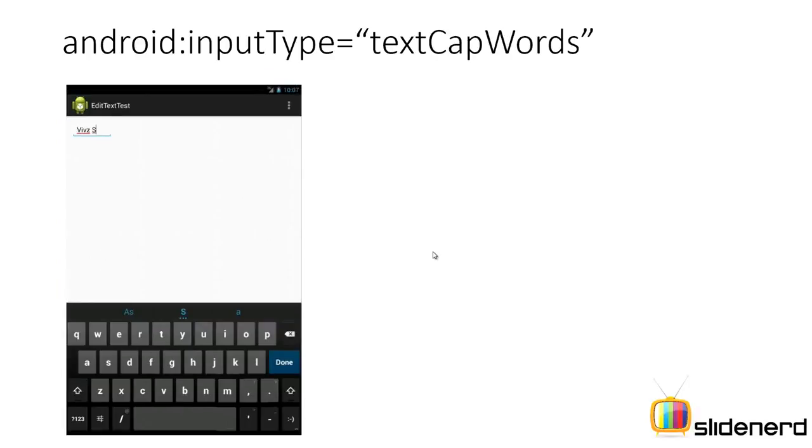Then you have the text cap words. You can use this input type when you're asking the user to enter a person's name. It will automatically capitalize the first letter of every word. As you guys can see over here, my name is capitalized in the first place, and when I go to enter S, that also gets automatically capitalized.